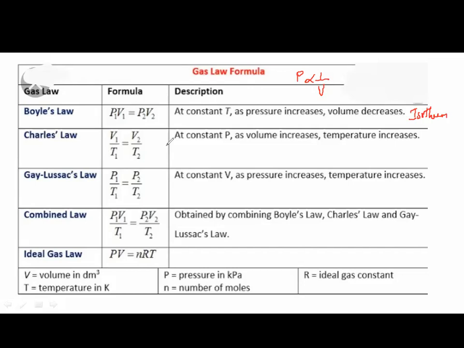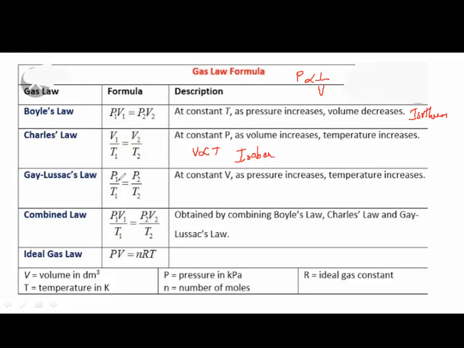Then Charles' law we have seen. It says that at constant pressure, volume is directly proportional to absolute temperature. That is, as temperature increases, the volume of a fixed amount of gas also increases, and it is directly proportional to absolute temperature at constant pressure. So the graph plotted is called what? It is called isobar.